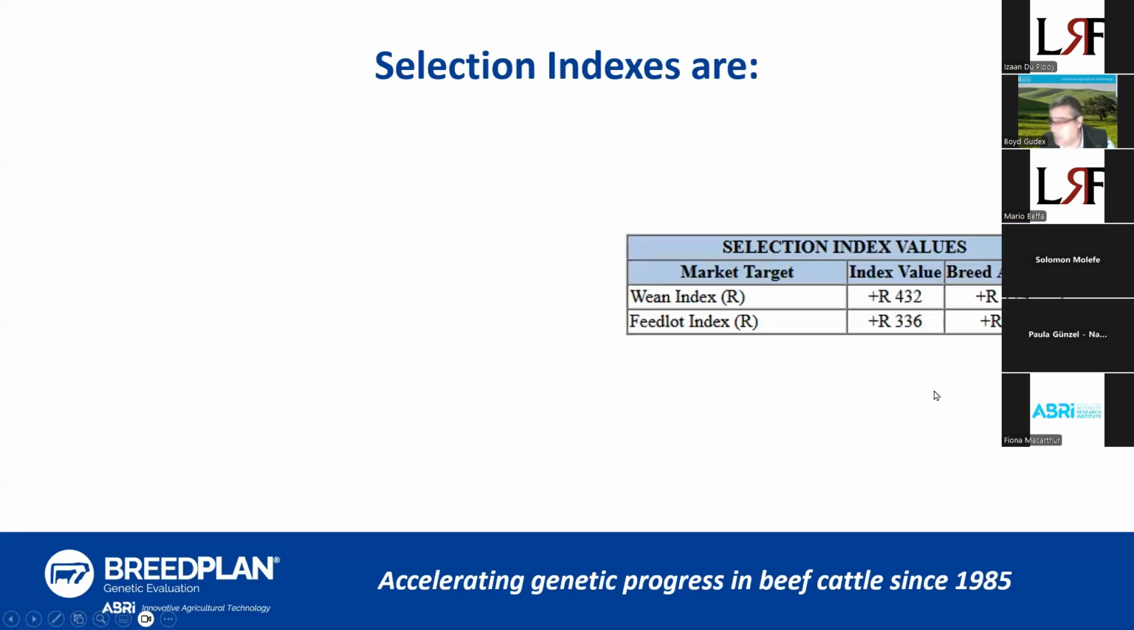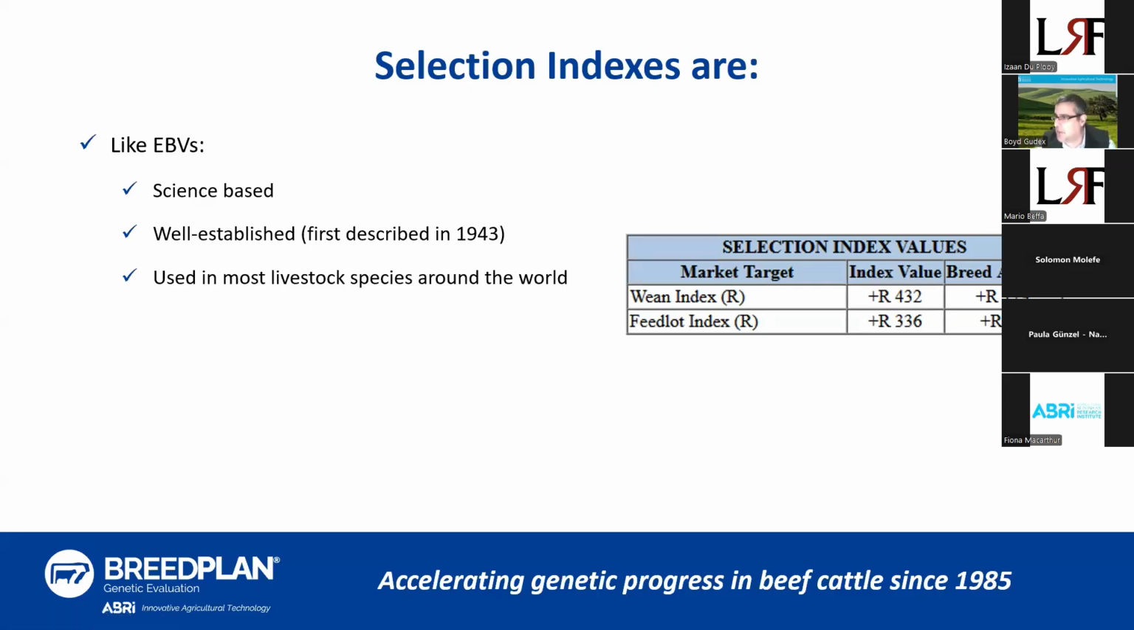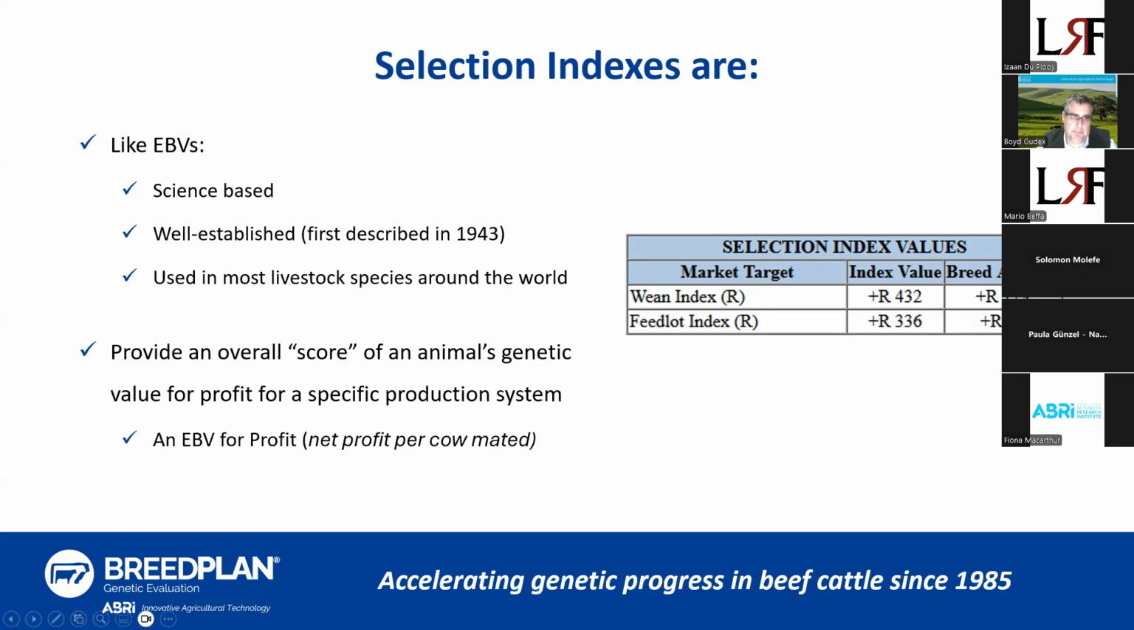So selection indexes, what are they? Well, they're like EBVs. They're a science-based, well-established selection tool that is used in most livestock species around the world. They provide an overall score of an animal's genetic value for profit for a specific production system. And for BreedPlan, it's in the units of net profit per cow mated. So for South Africa, obviously that's going to be in rand. For where we are here in Australia or New Zealand, we go in dollars, and for our UK clients, we're in pounds.